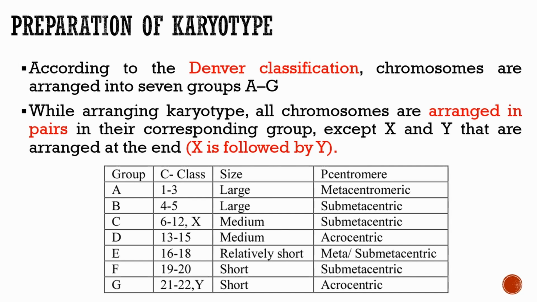According to the Denver classification, the chromosomes are arranged into 7 groups, numbered from A to G, like A, B, C, D, E, F, and G. While arranging the karyotypes, all the chromosomes are arranged in pairs in their corresponding groups, except the X and the Y chromosomes that are arranged at the end. These are the sex chromosomes, and X is always followed by the Y chromosome.